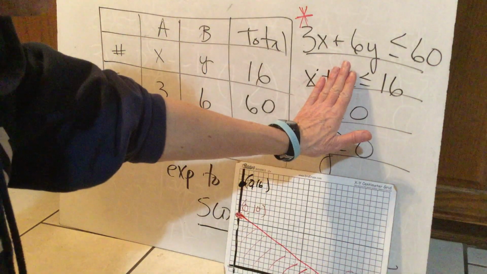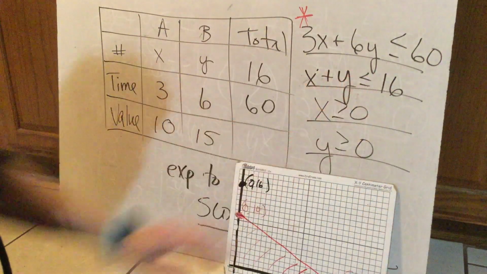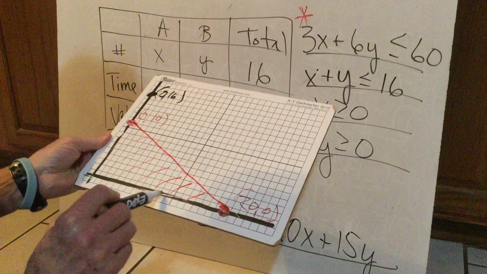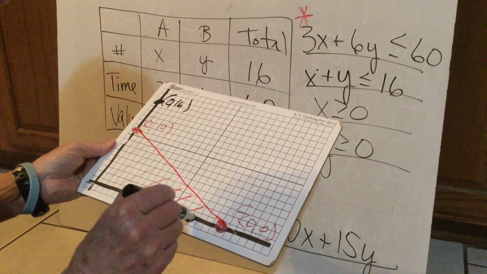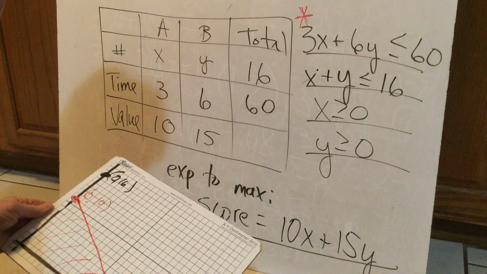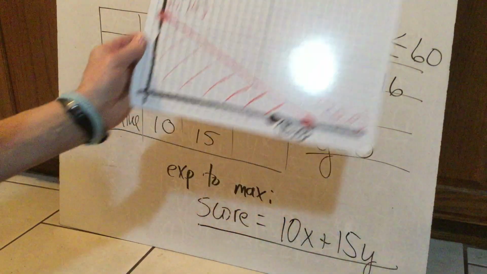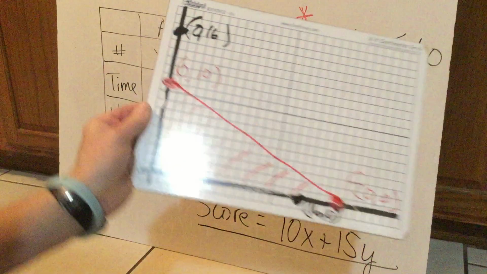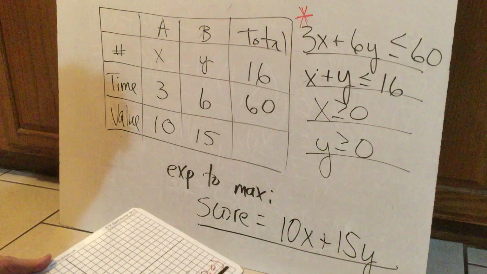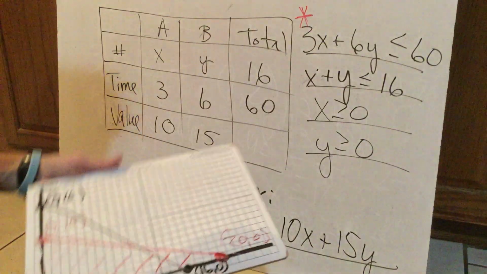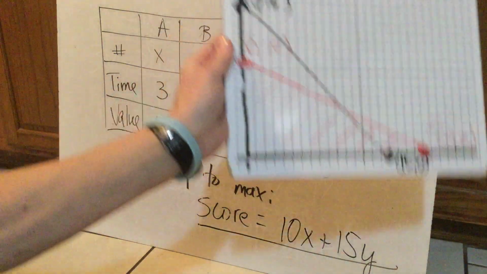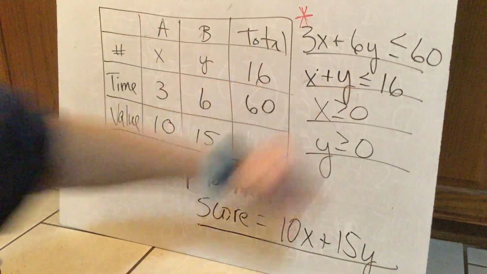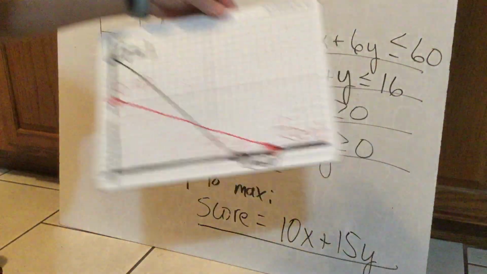Now I'm going to let Y be 0. And X is also 16. 1, 2, 3, 4, 5, 6, 7, 8, 9, 10, 11, 12, 13, 14, 15, 16. So now I have plotted my two big black points. Can you see them there? 0, 16, and 16, 0. Now I'm going to connect those, again, with as straight a line as I can. And because that one is also a less than, I will be shading below the black line.